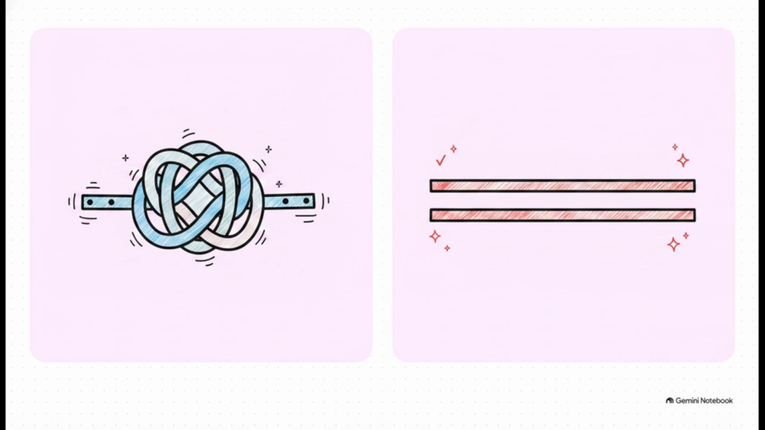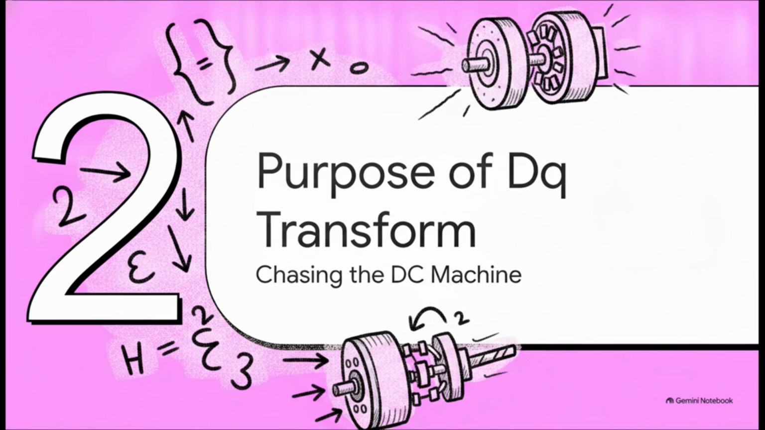But look over at the right side, the DQ simplicity. Transforming to the DQ frame gives us these beautifully stable, constant, DC-like signals with completely decoupled variables. It is basically the absolute perfect environment for applying your standard PI control. Which brings us to section 2, the main purpose of the DQ transformation, basically chasing the DC machine.